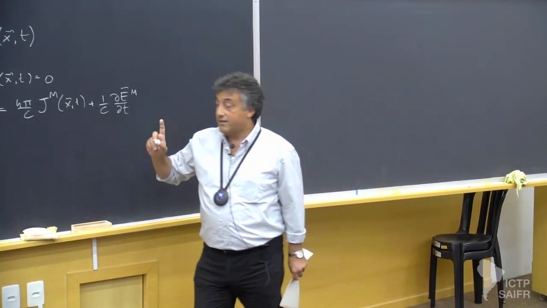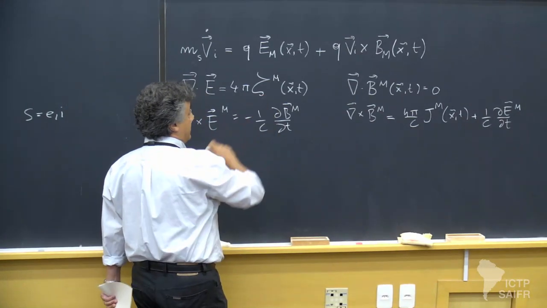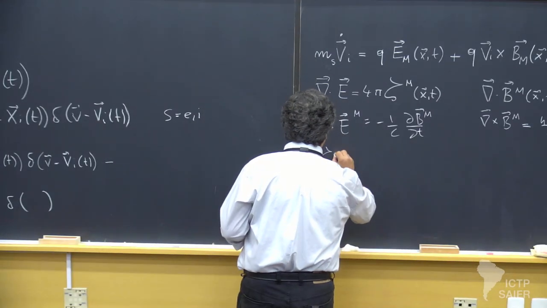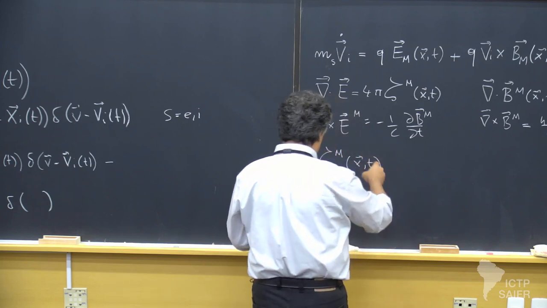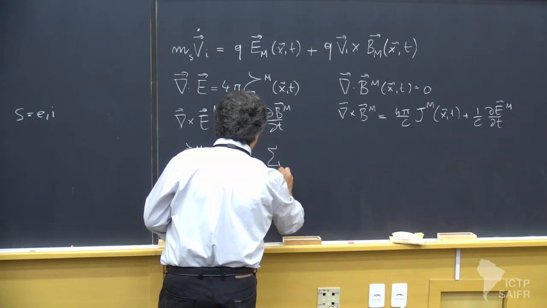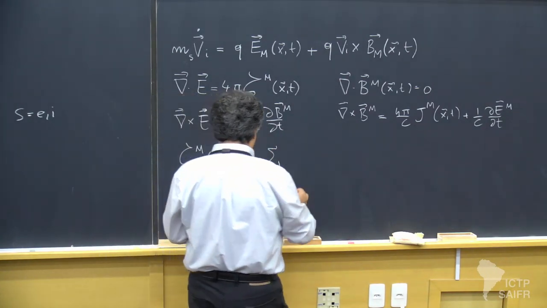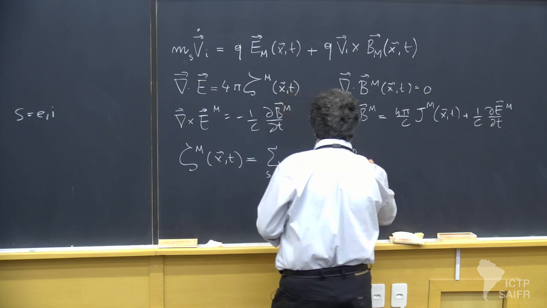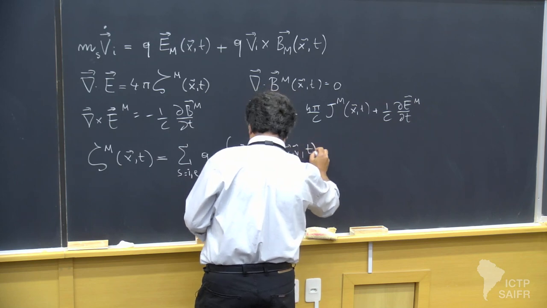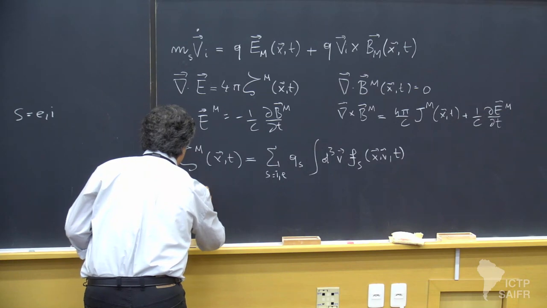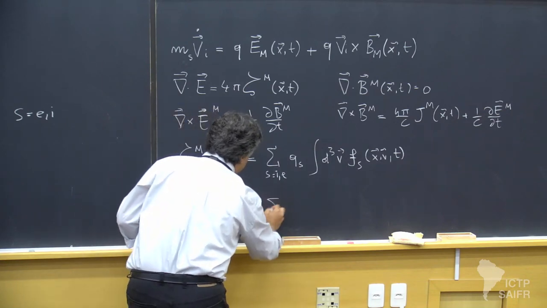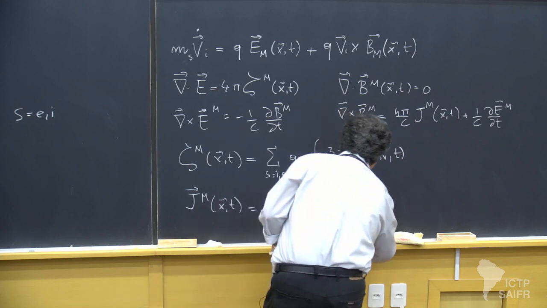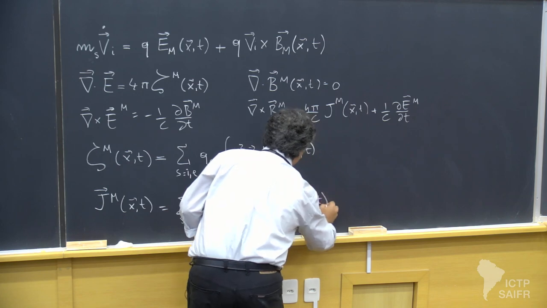Okay, so the crucial point here is, however, you see that the source terms are this rho, the charge, and this J, the current. But that's where the magic happens, because this charge is now the sum over the type of particles, so ions or electrons, with their own charge, q_s, integrated and in the same way, J, the current, is the sum. Okay?